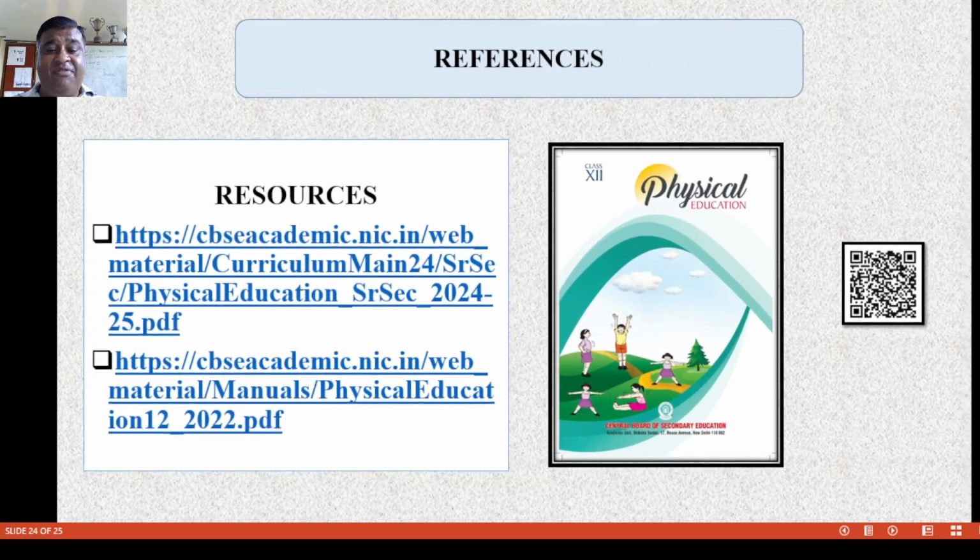The references I have taken are the 2024 syllabus and the CBSE handbooks, which are easily available on the CBSE site.